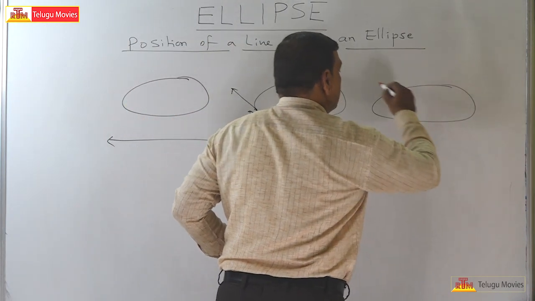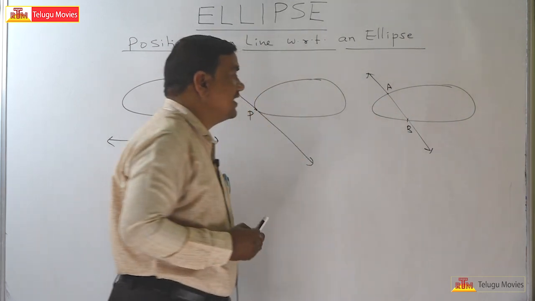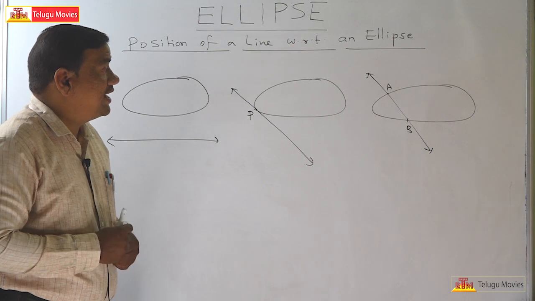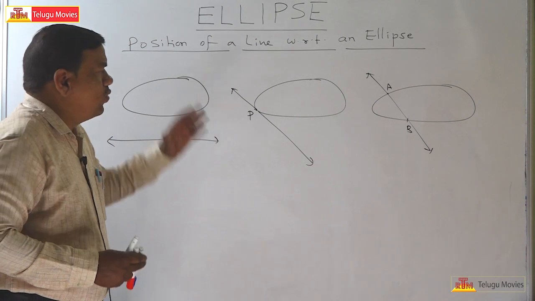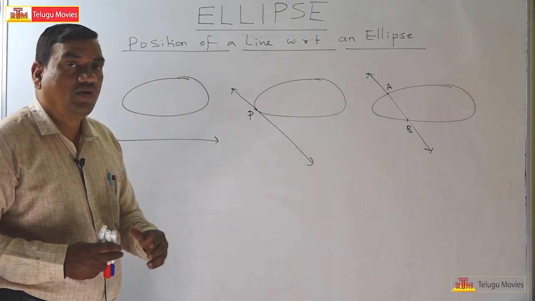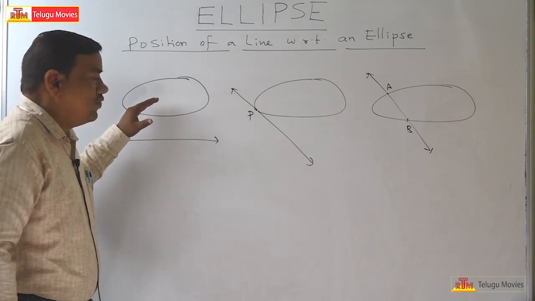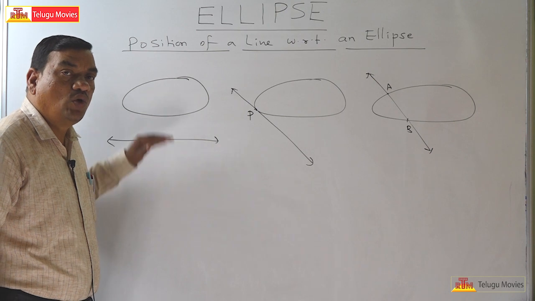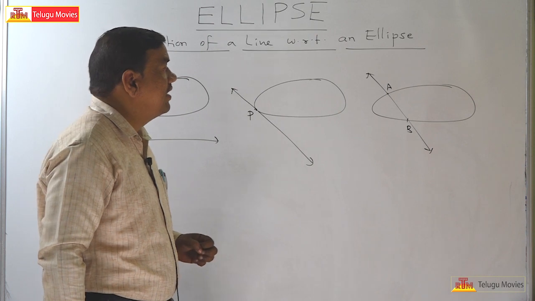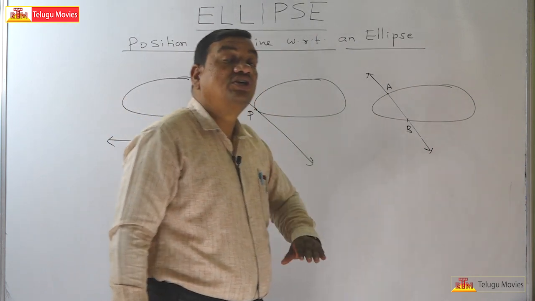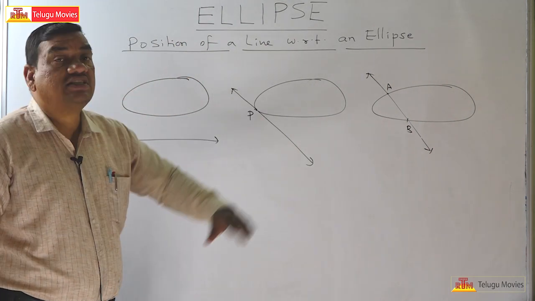What is the third case we will get? The line may intersect the ellipse at 2 points A and B. In this situation we call it a secant. Only these three cases we will get. Is there any more case? Nothing. Why? Because the first case is the ellipse and line do not touch each other, the second is they touch at a point P, and the third is they intersect at 2 points A and B. So these are the three cases that we have.